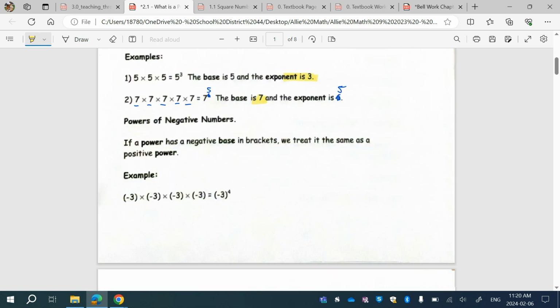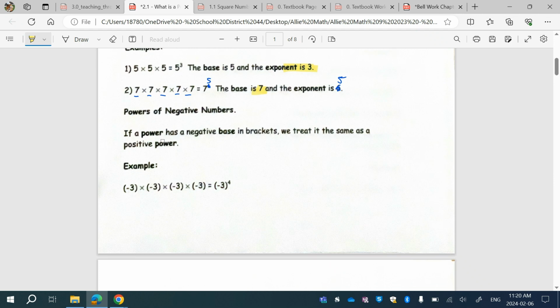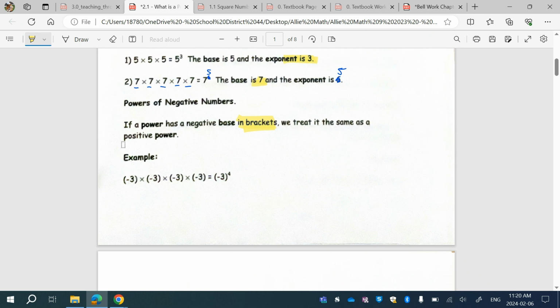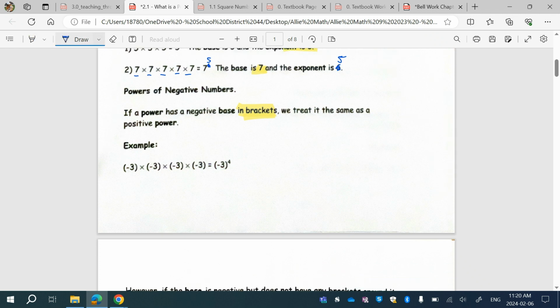Powers of negative numbers, here's where it gets a little tricky. If a power has a negative base in brackets, we treat it the same as a positive power. So for example, if we have in brackets negative 3 to the power of 4, we need to repeat the negative part each time. So it's negative 3 times negative 3 times negative 3 times negative 3. It's very important that we pay attention to if there's brackets or not. That means that our base, in this case, is negative 3. Okay?